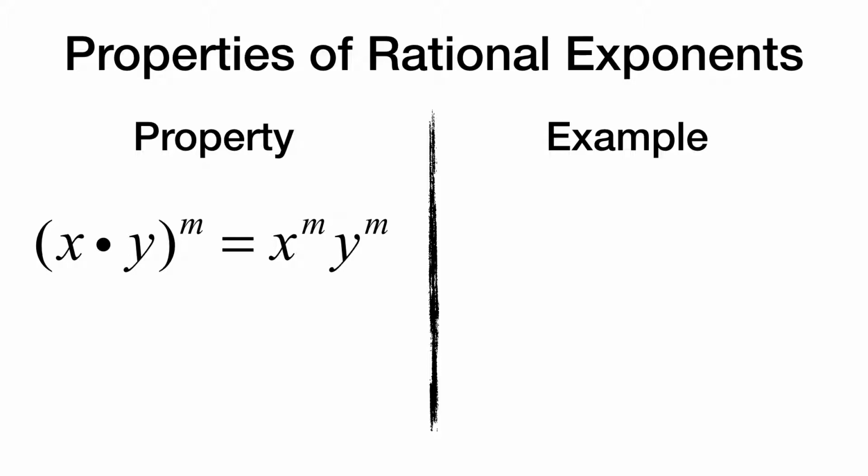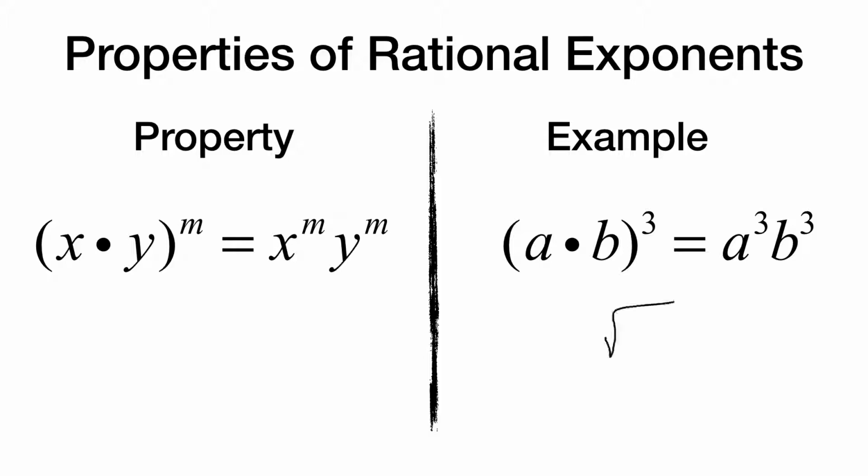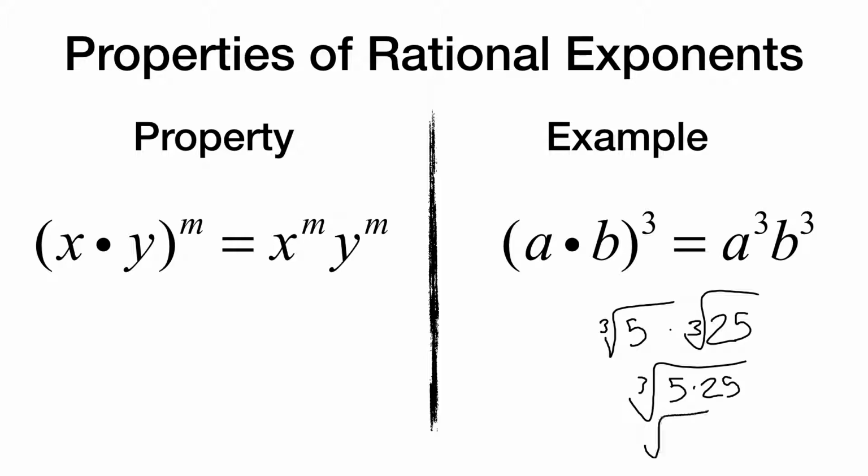Here's our next one. If I say x times y to the m power, then each of those could be done separately. So a times b cubed is the same as a cubed b cubed, or for instance, we could also go the other way, where if I said like the cube root of 5 times the cube root of 25, we could also say the cube root of 5 times 25, which would be the cube root of 125, or just plain 5.